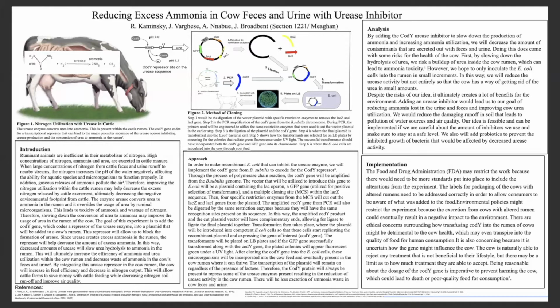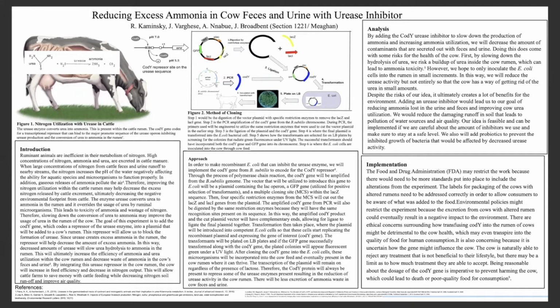Nitrogen is very inefficient in its metabolism in the cow rumen. Ammonia and urea are forms of nitrogen in the cow, and we want to increase the feed efficiency and the usage of this nitrogen by preventing the conversion of urea into ammonia. Urease converts urea to ammonia. We want to use the gene CODY to create a repressor that will prevent the transcription of the enzyme urease.